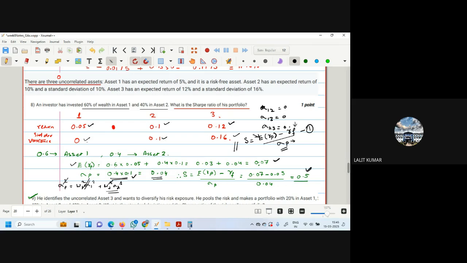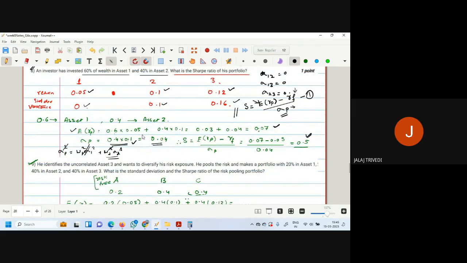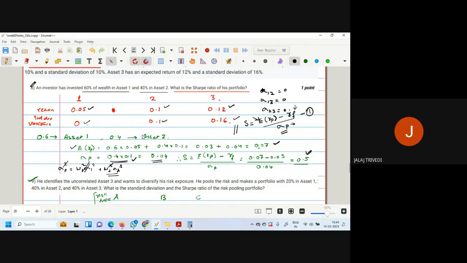Is this okay with everyone? Sir, why have we not counted asset 3? Because they have given that we are investing only in asset 2. We can do it like 0.1 minus 0.05 divided by 0.1 also. 0.1 is the return of asset 2, and 0.05 is the return of the risk-free asset, divided by 0.1, the standard deviation of asset 2. So that will also give the same.